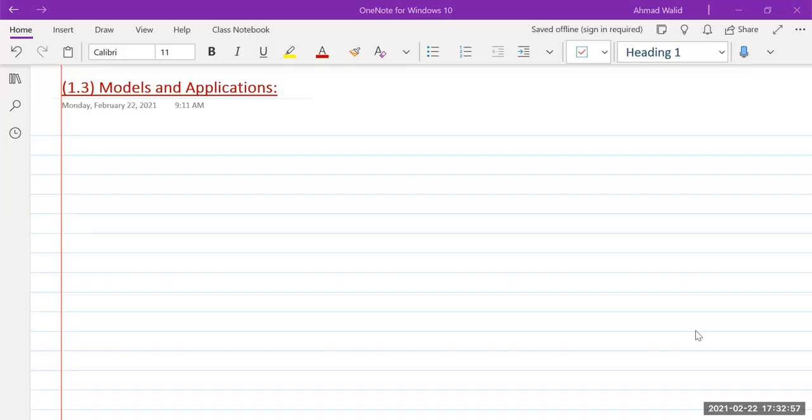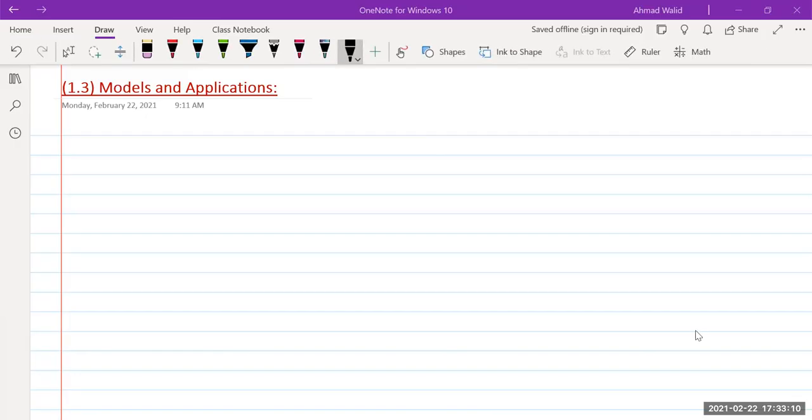Hello, let's start section 1.3. Section 1.3, we are discussing here models and applications. Models and applications in a simple language means word problems. Word problems, but word problems for linear equations.